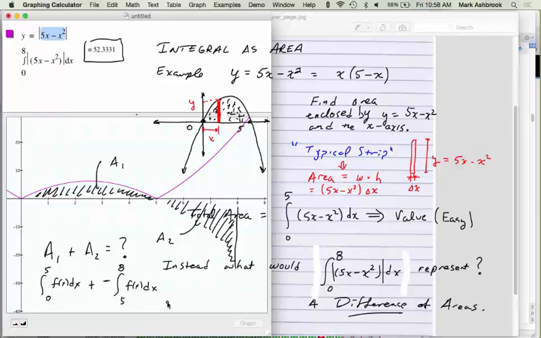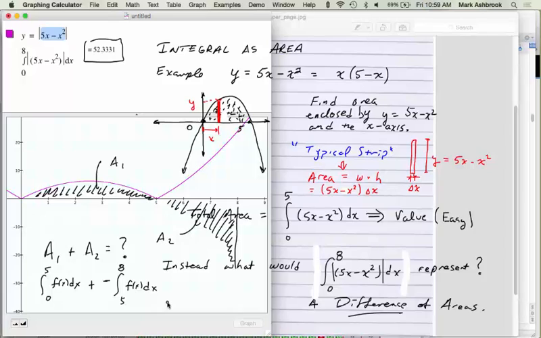That would get total area, right? Because 0 to 5 we know is positive. From 5 to 8, we get that negative for the opposite of that area, so then we have to take the opposite of it to make it positive. Okay, questions on this discussion?